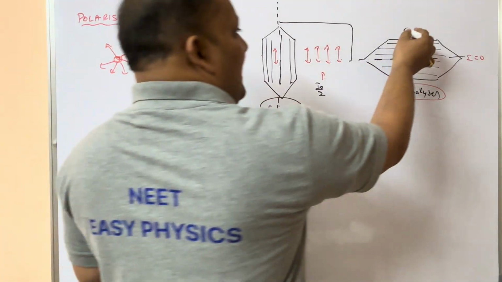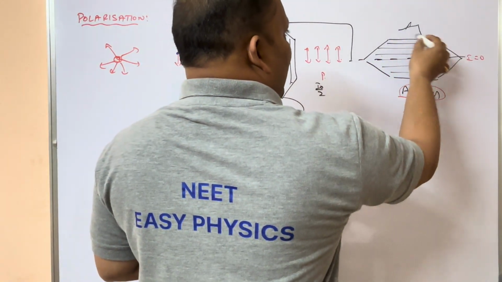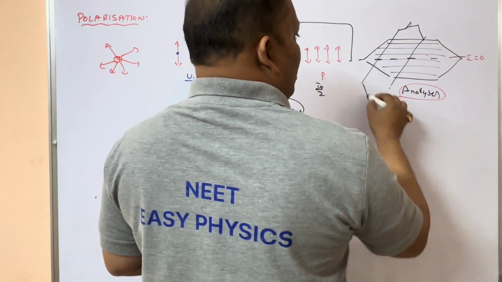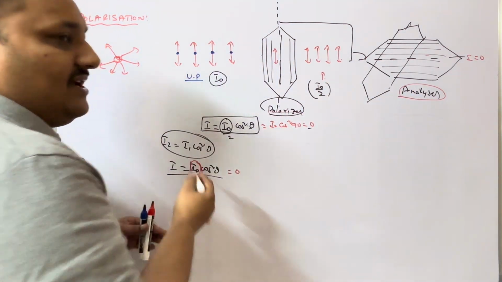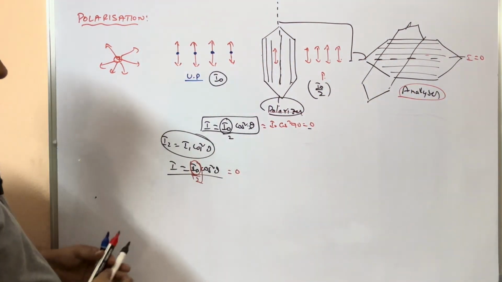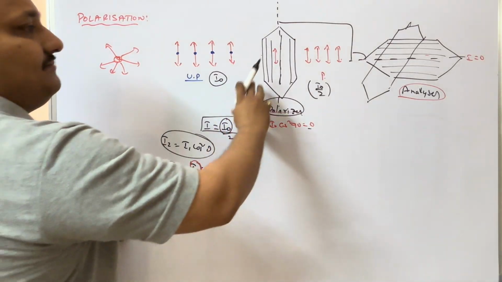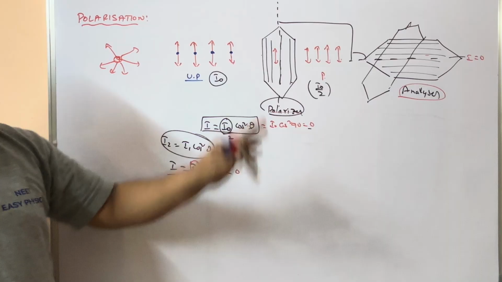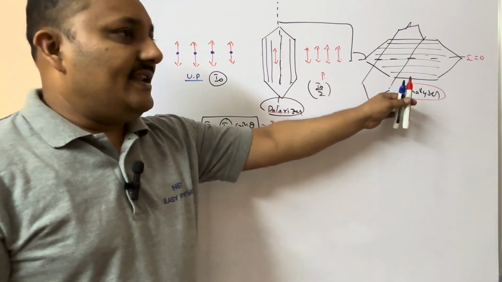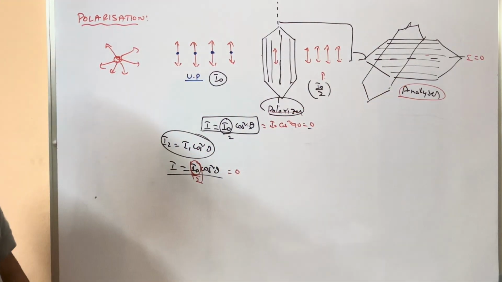Sometimes they will give an angle like this, a polarizer angle, some angle like 45 degrees. At that time, you should take this I naught value as I naught by 2. So, this is about Malus law. By using this formula you are going to get how much intensity passes through the analyzer.